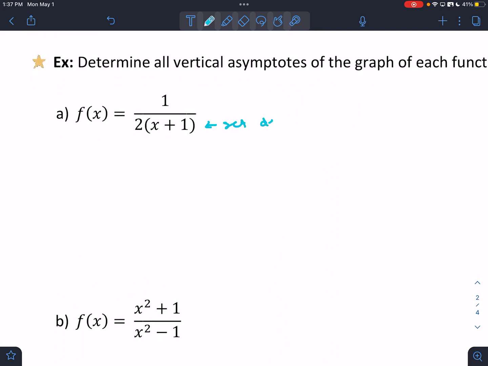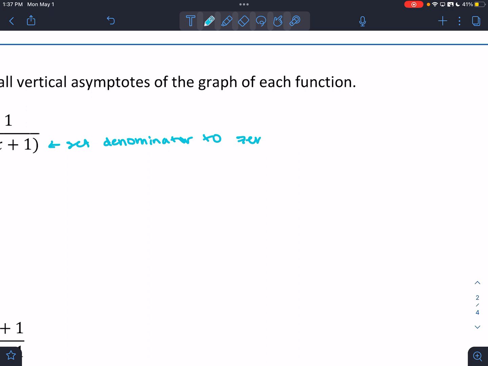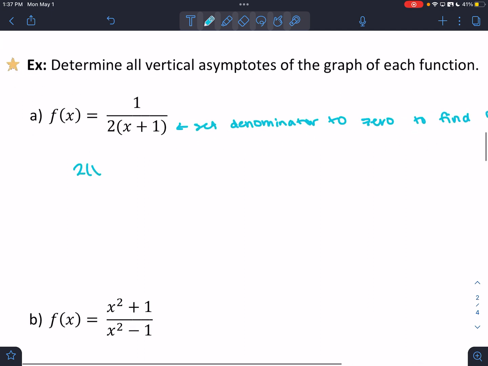Does that make sense? Why that has to be the case. And technically the 2 doesn't even matter because it's not even connected to the x, but I'll put it there. But if we divide the 2 away, x plus 1 has to be equal to 0 for us to have an asymptote. So the asymptote must be at x equals -1. There it is. That's it.